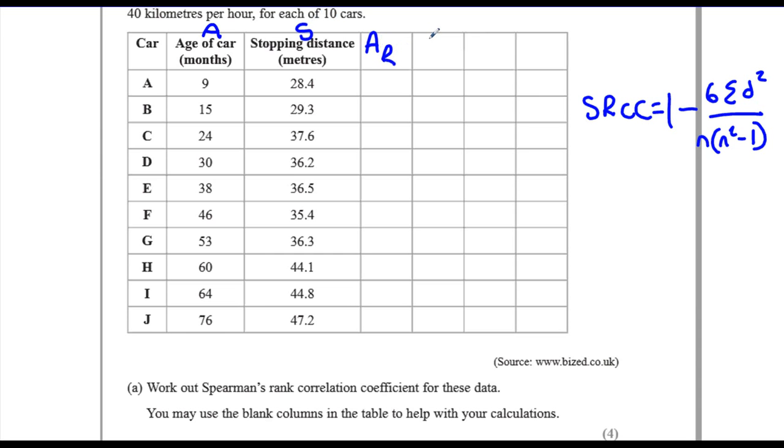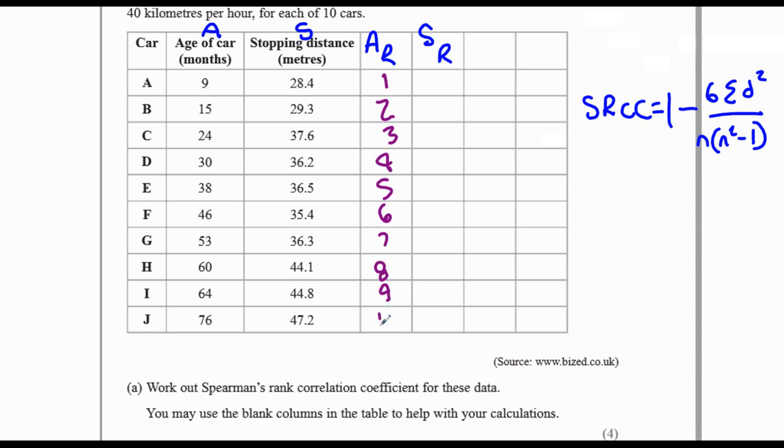So let's do age rank. Let's rank the stopping distance, S rank. Let's say that the younger the car, the better. So if it's only 9 months old, that's going to have a rank of 1. It's better than if it's 15 months old, for example. That's the order it's set up for us, so we might as well follow what they've done.